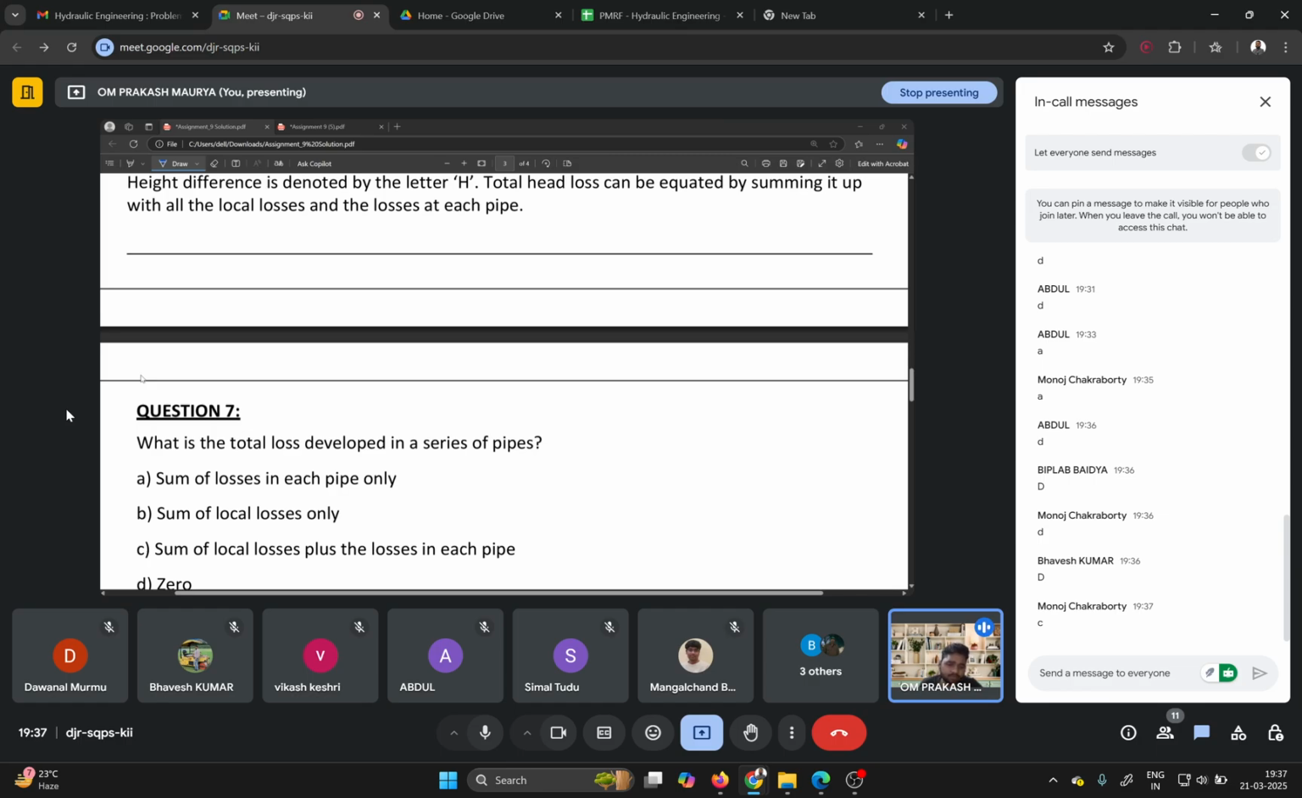Other students, please also try to write your answer. Everyone, please. Okay, Abdul is telling C, Bhavesh is also telling. Oh, Abdul is telling A, Bhavesh is telling A. Okay, sum of losses in each pipe only. Okay, the total loss we are talking about here.